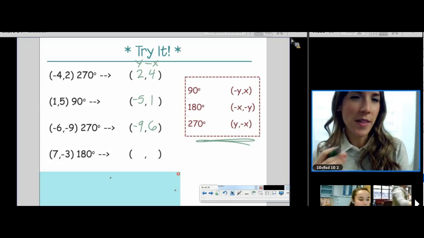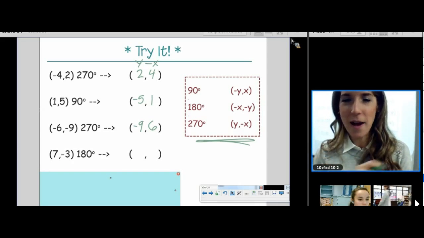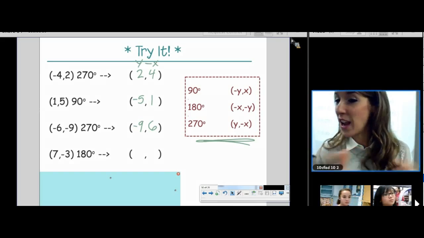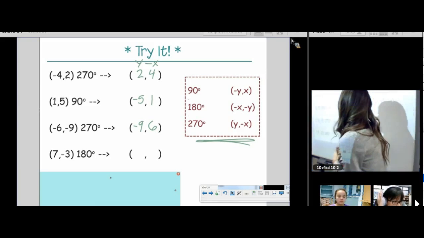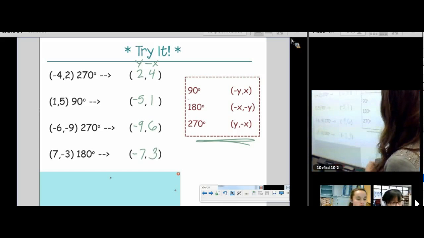Perfect. This is my favorite one, the 180, because you don't have to move anything around. Everybody stays in their spot. You just change the sign of both of the coordinates. So -7, 3. Beautiful.